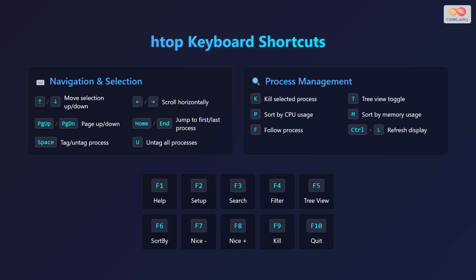The function keys offer additional functionality: F1 for help, F2 for setup, F3 for search, F4 for filter, F5 for tree view, F6 for sort by, F7 to decrease the nice value, giving a process higher priority, F8 to increase the nice value, giving a process lower priority, F9 to kill a process, and F10 to quit.